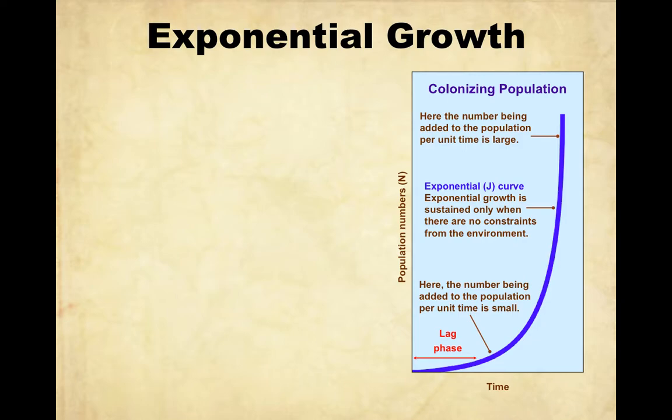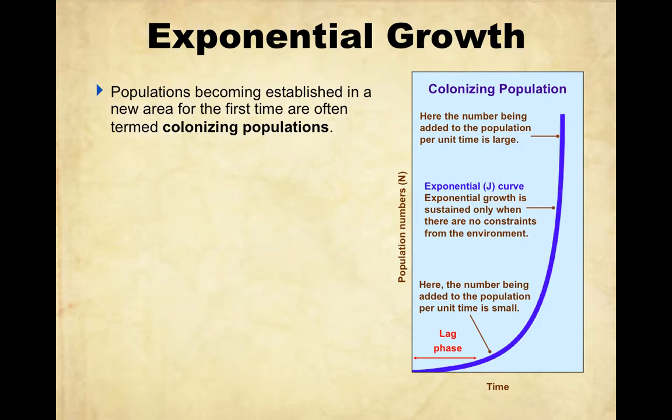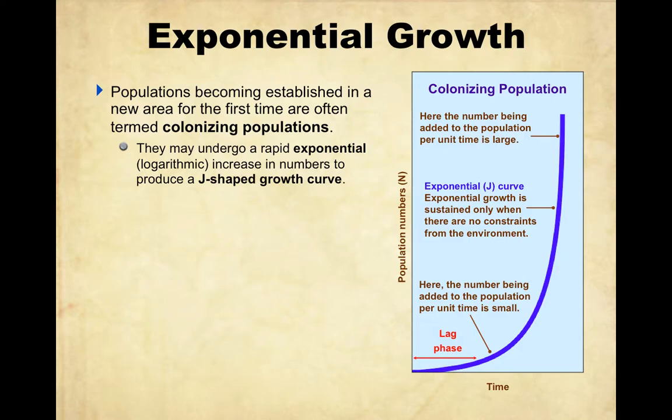When we're looking at populations, how long it takes for them to be a colonizing population, and then what kind of population growth curves they follow, okay? So the first time an organism establishes itself, it's a colonizing population. And it can go through rapid growth, logarithmic growth, and that makes this J shape, okay? This is a J-shaped curve.